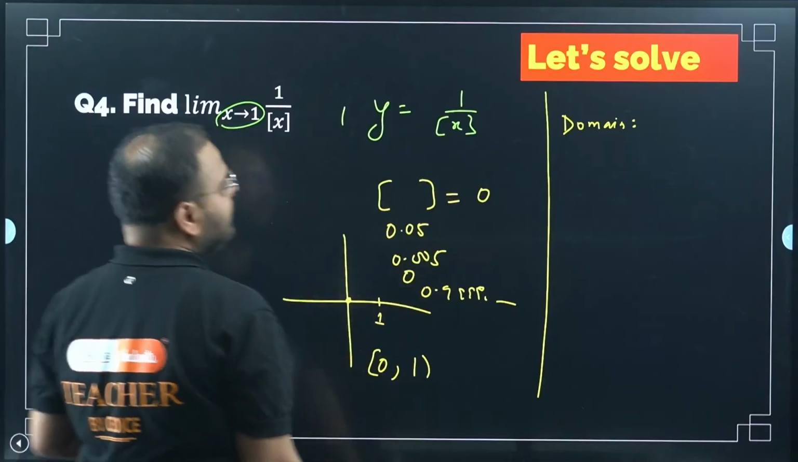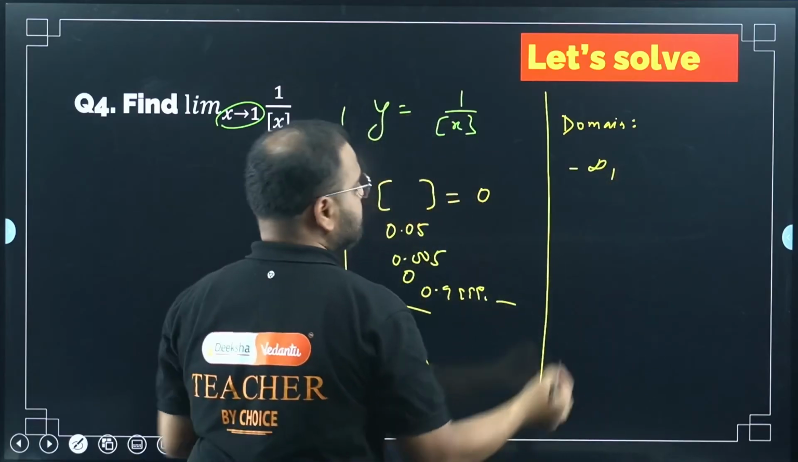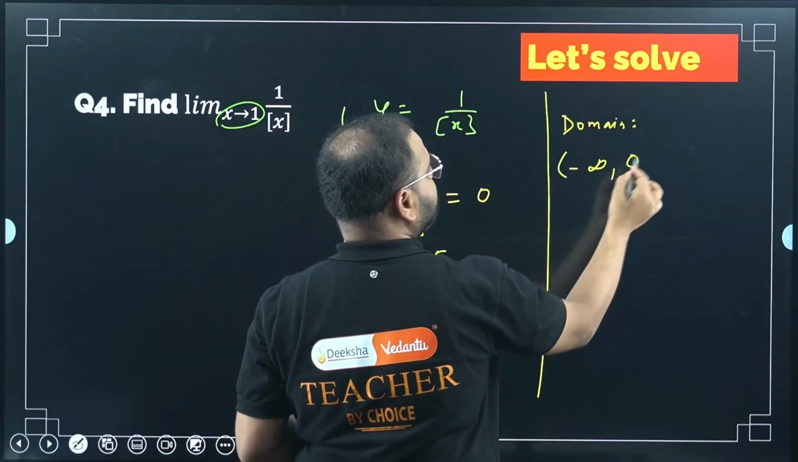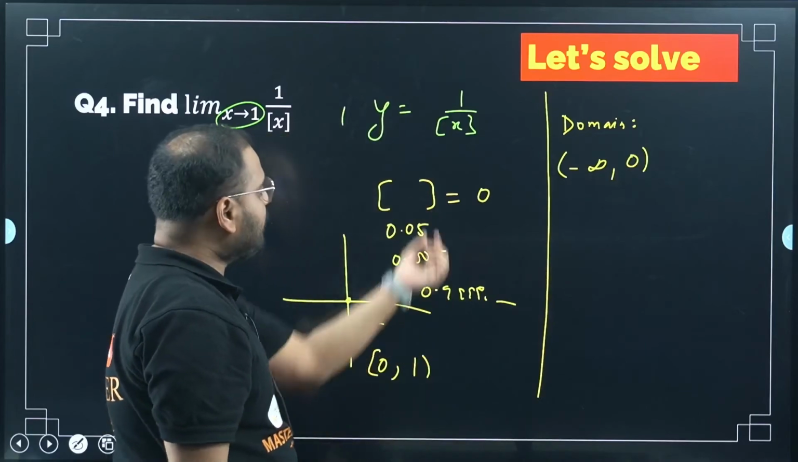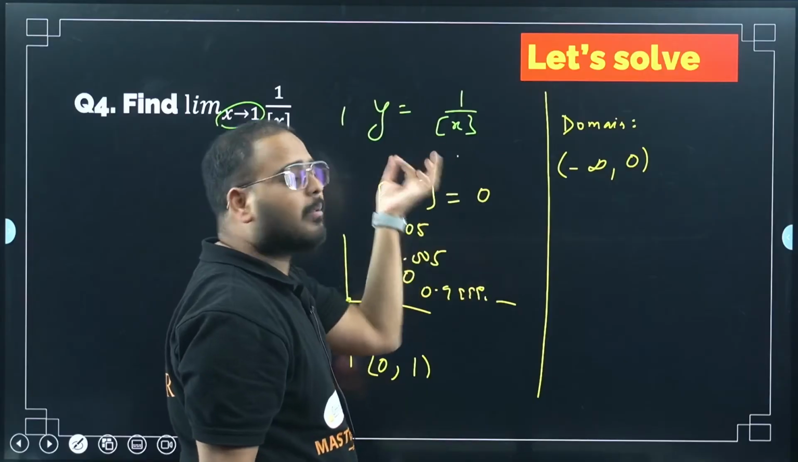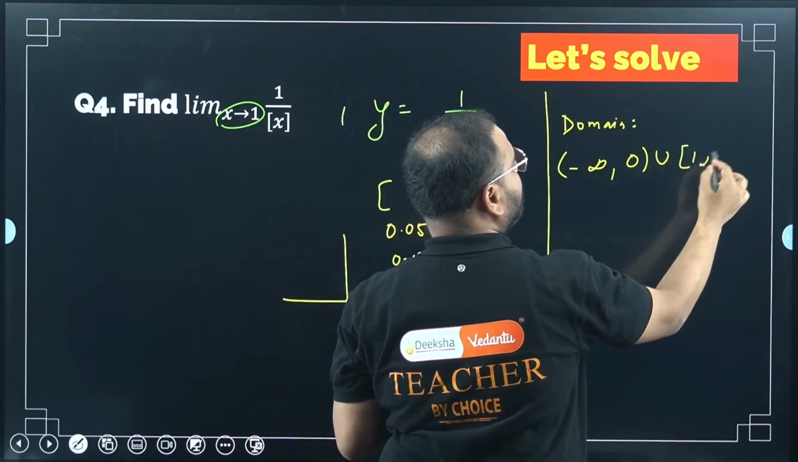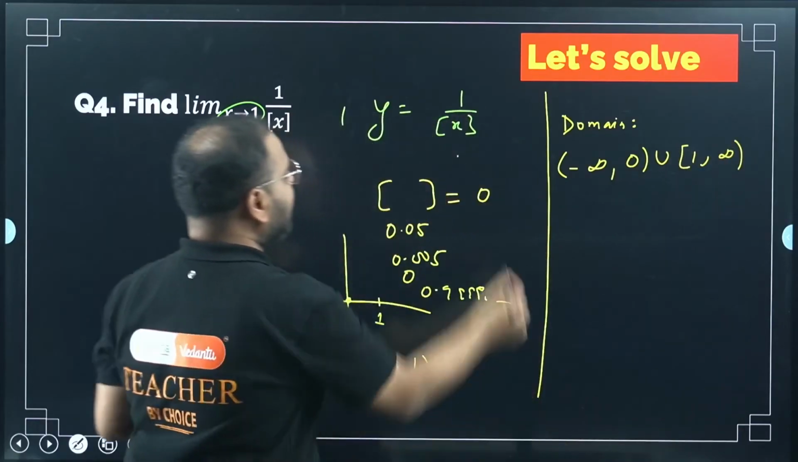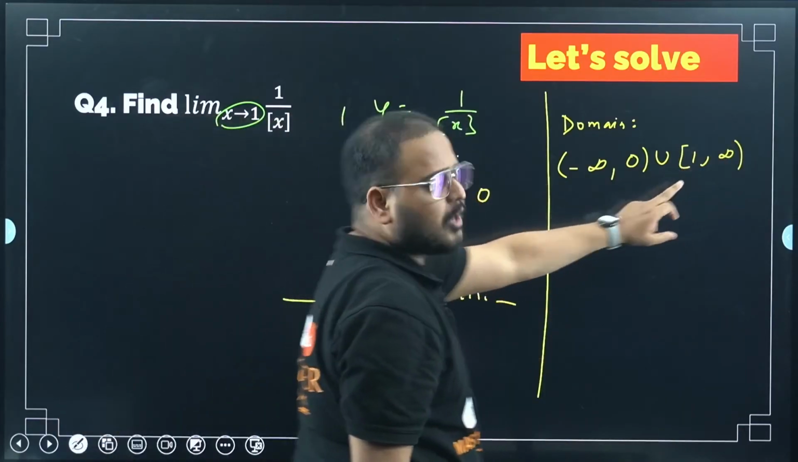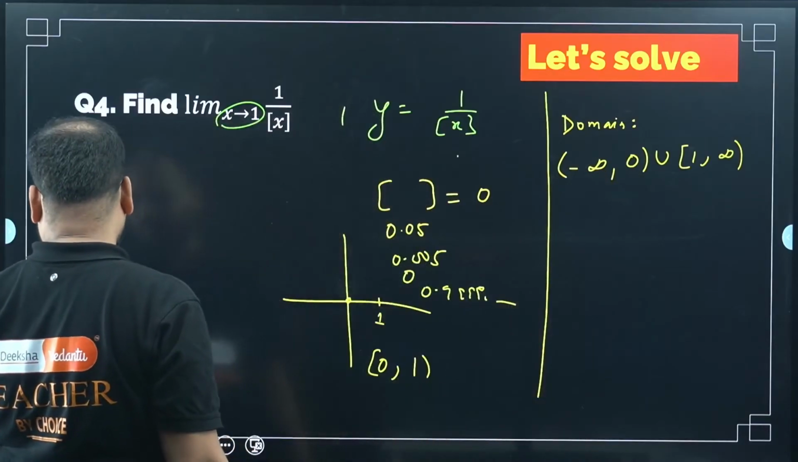So how will the domain look? Minus infinity to 0, both open, because 0 cannot be defined. If you take 0 as x, the denominator will become 0. So I cannot take 0, union, starting from 1 to infinity. Please check. If I take 1, it is okay, not a problem. At 1 it will be 1 only. This is my domain. I hope this is clear.